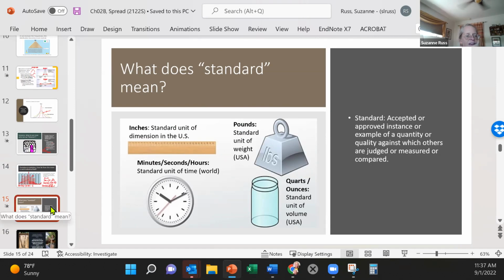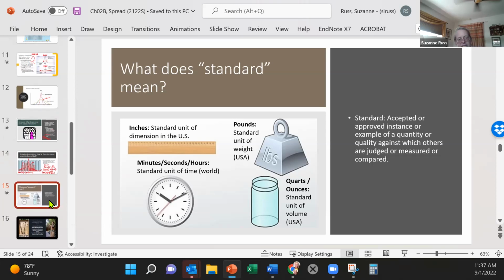Well, what we're thinking about here then is something we're going to take this concept, we're going to work with it today, and then again on Tuesday with a new idea. But first, let's just think about this idea of a standard unit of measurement.